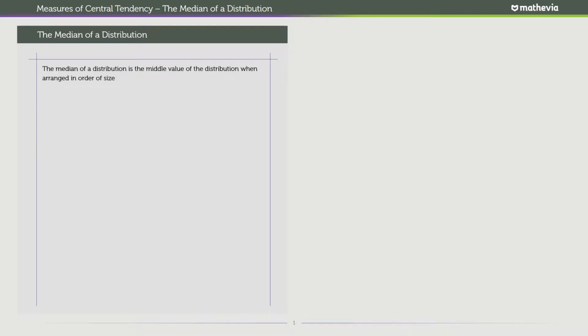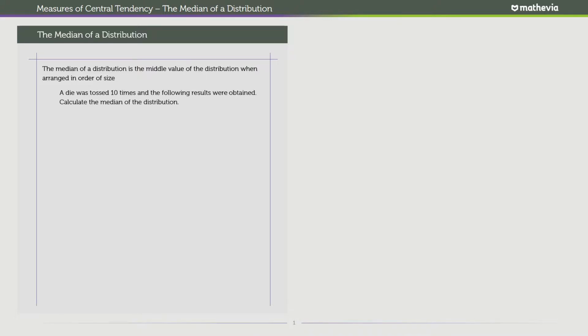So, measures of central tendency, the median of a distribution. What exactly is this about? The median of a distribution is the middle value of the distribution when arranged in order of size. We're looking for a central value, and the median is another way we find the central value. It's literally the central value. To find the median of a distribution, you take all the values, arrange them in order of size, and quite literally find the middle value.